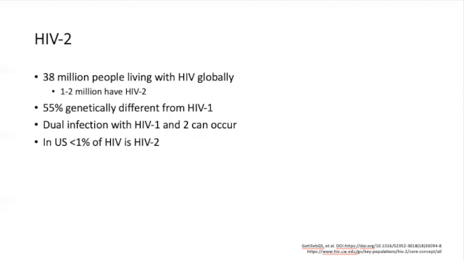Unfortunately, because of reasons we're going to outline soon, there are challenges in the diagnosis of HIV-2, and so we suspect that there are probably more people living with HIV-2 than we are aware of. And also in areas where HIV-2 is endemic, testing may not be quite as available. HIV-1 and HIV-2 are about 55% genetically different from each other, and dual infection with both can occur. In the US, it's thought that less than 1% of persons living with HIV have HIV-2.